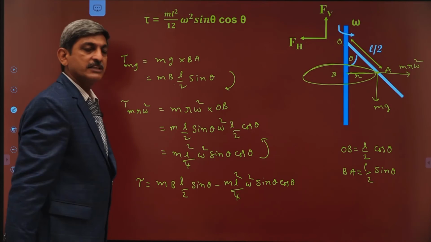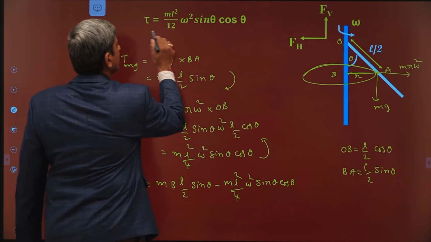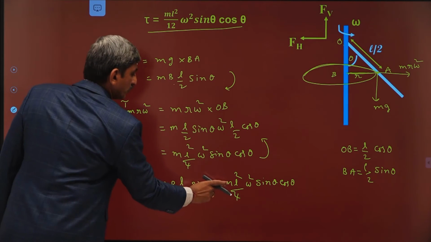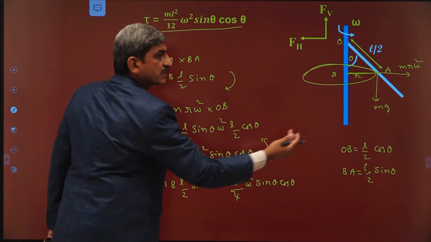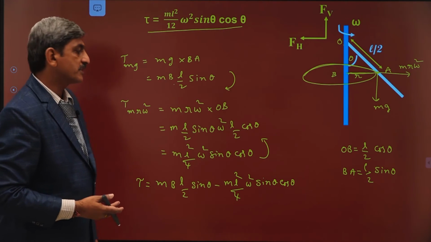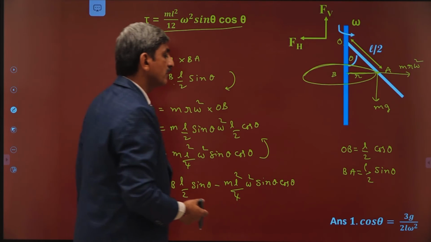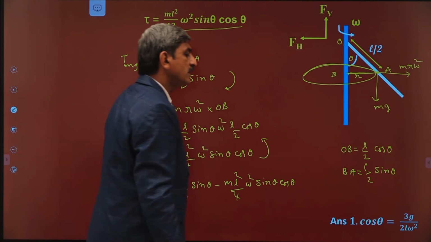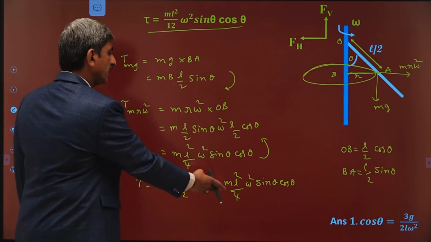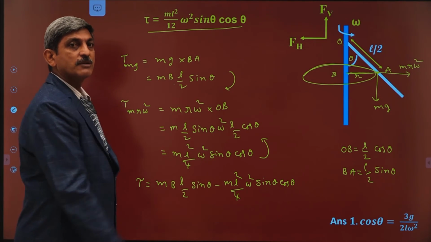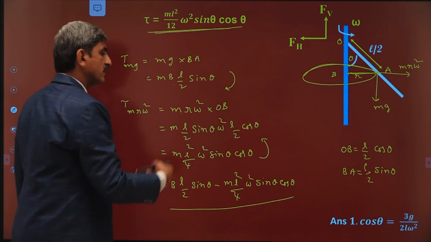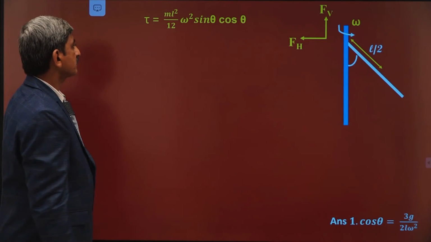And in the problem it is given that this torque is equated to the given torque. Now let us equate this torque to this torque, take this term to that side, and let us do the mathematical simplifications. After the simplification, we get the cos theta value, and that cos theta is found to be 3g divided by 2l omega square. It needs some mathematical simplification. Do that simplification, equate this one with this one, and calculate the cos theta value.